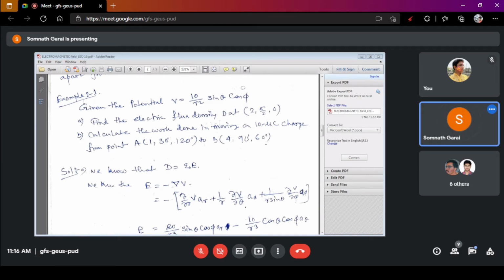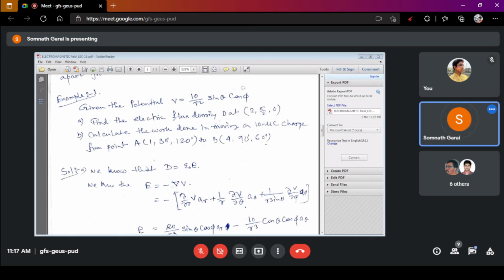Okay, now there is an example given, V is equal to 10 r square sine theta cos phi, right? So this is in the form of r theta phi, that means spherical coordinates. So this potential V in spherical coordinates is given by 10 r square sine theta cos phi, right? Now, first we have to calculate the electric flux density D at the point 2, pi by 2 and 0.